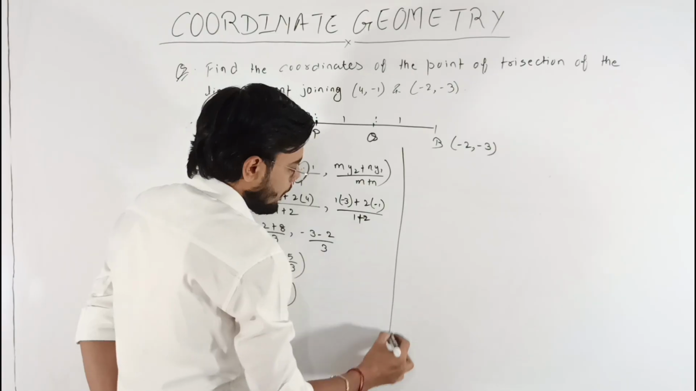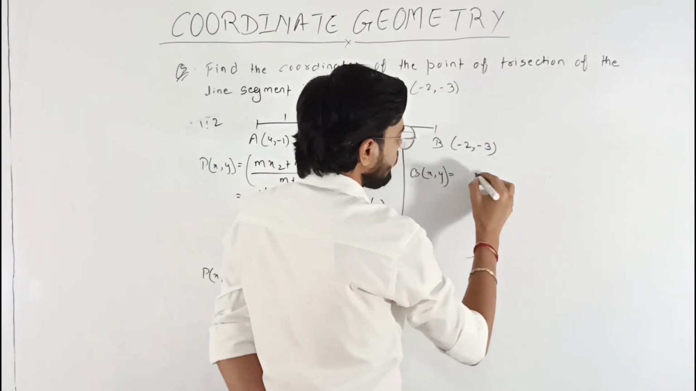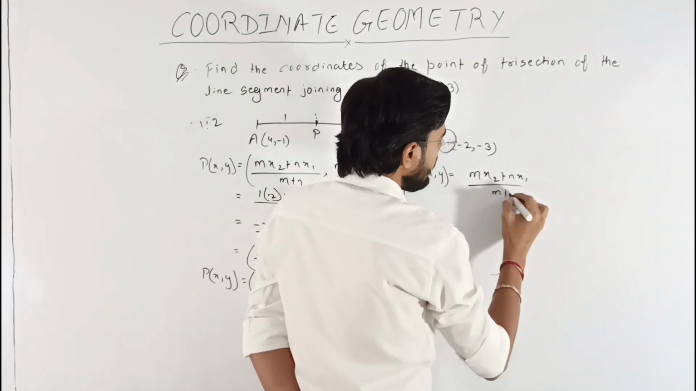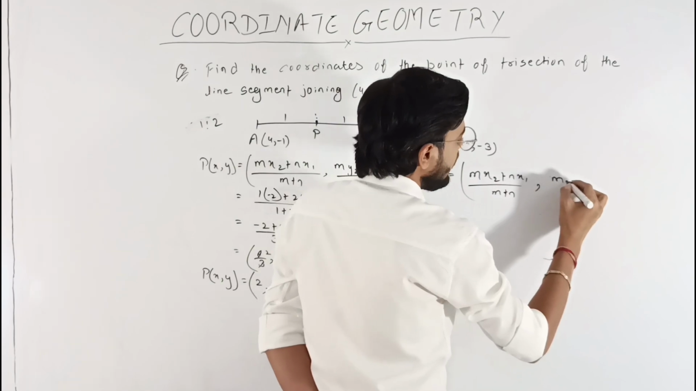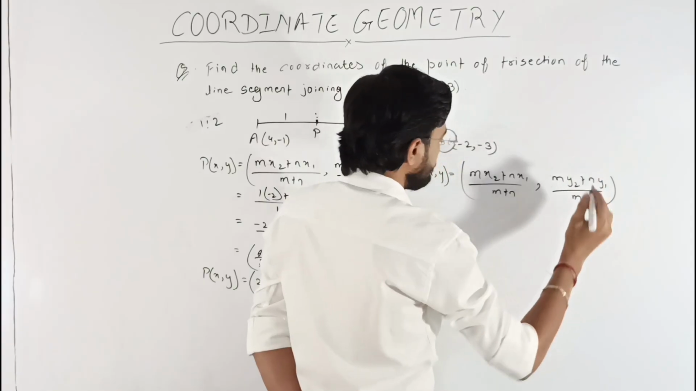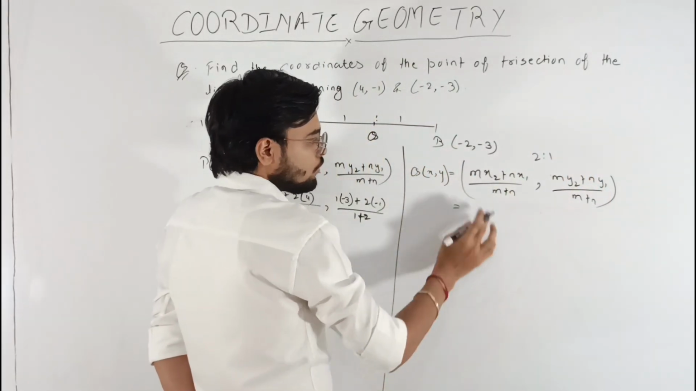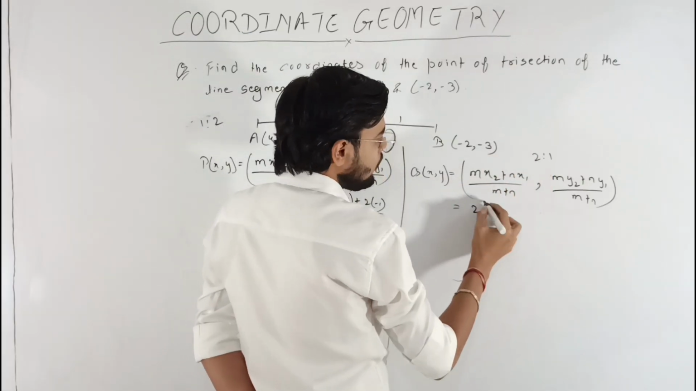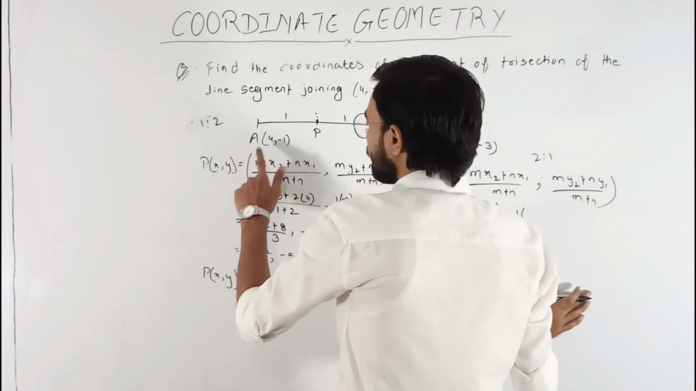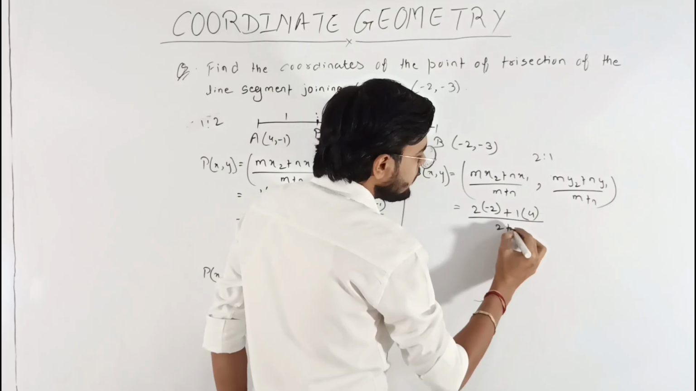Now we find for Q. So Q(x, y) is what? Again, the x coordinate is (m x2 + n x1) upon (m + n) and the y coordinate is (m y2 + n y1) upon (m + n). Now Q divides in the ratio of 2 is to 1. So here m is 2. So in place of m I write 2. Now x2 is here minus 2, so this is minus 2, plus n is 1 and x1 is here 4. So I write it 4 upon m plus n, which means 2 plus 1.